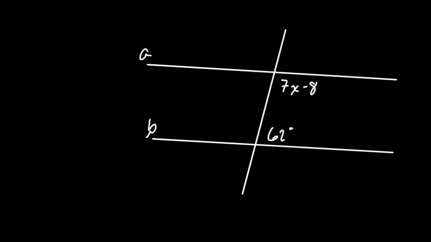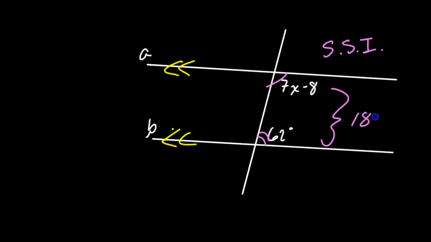All right, same problem, same idea. What does x have to be in order for those two lines to be parallel? Well, those two angles that we're dealing with there are same side interior angles. So same side interior have to be supplementary. That means they have to add to 180.